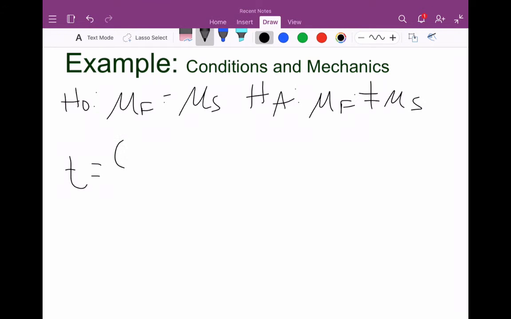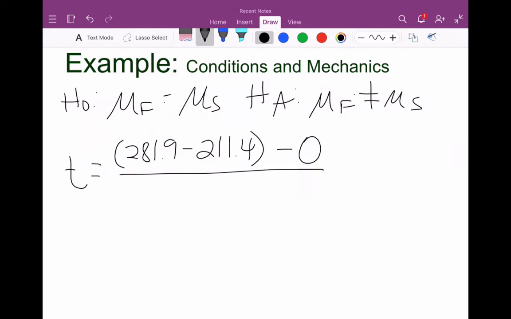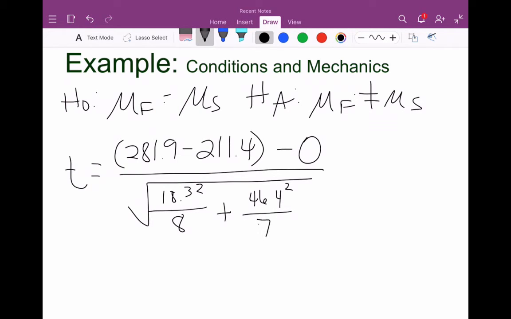So then we calculate our t-score. The t-score is going to be the difference between the two means. So the mean of a friend, which is 281.9, minus the mean from a stranger, which is 211.4, minus my null hypothesis of 0, divided by the standard error, which would be 18.3 squared over 8 plus 46.4 squared over 7. And this gives me a t-score of 3.77.